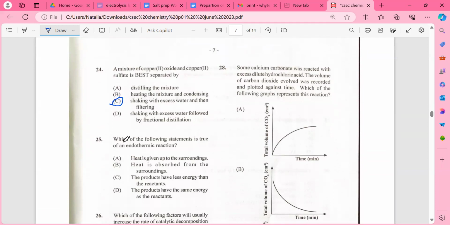Which of the following statements is true about an endothermic reaction? Heat is given up to the surroundings. That's not true. Heat is absorbed from the surroundings.